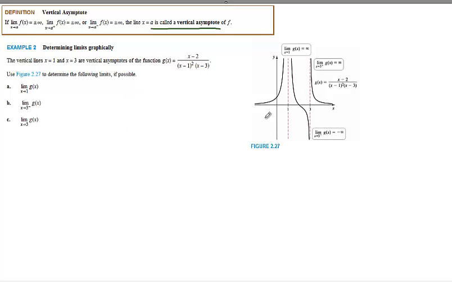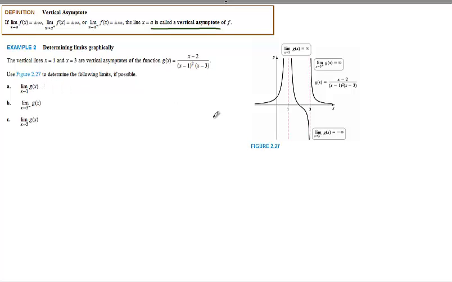So let's play this game. They've given us the graph here. And it's always nice to look at a graph when I'm looking at vertical asymptotes. I can tell if the function is going up to infinity or not, or I have some general idea. So I'm using the figure to determine the limits.